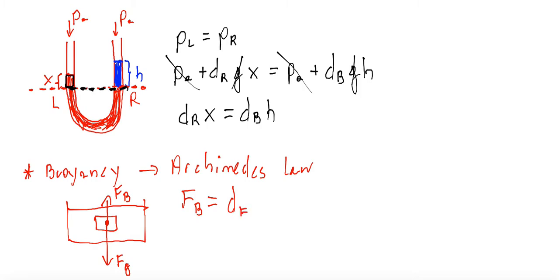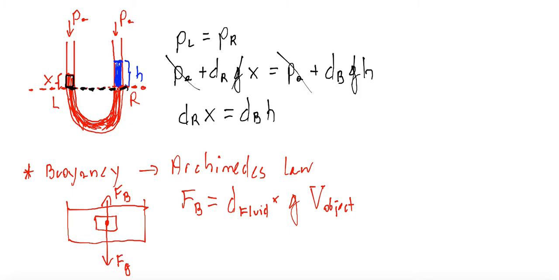which can be written as density of fluid times g times volume of the object, but remember this is the volume of the immersed part of the object, so if the object is not immersed at all, you have to take only the part of the object which is immersed in the fluid.